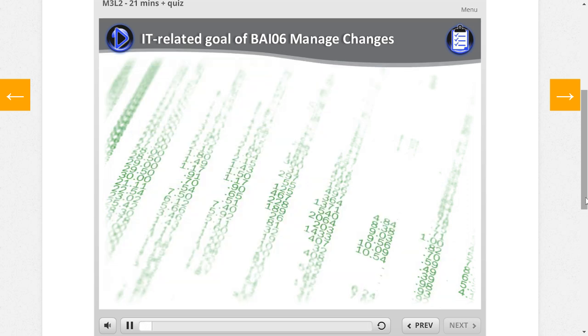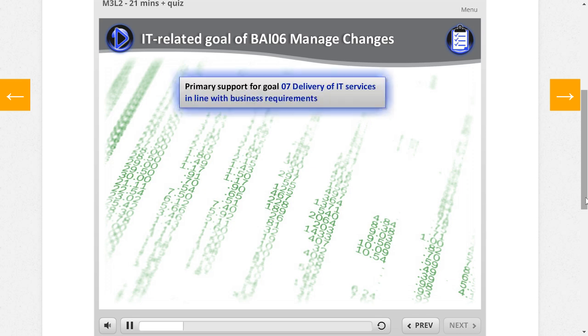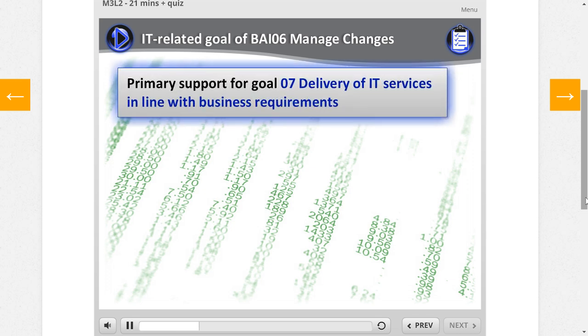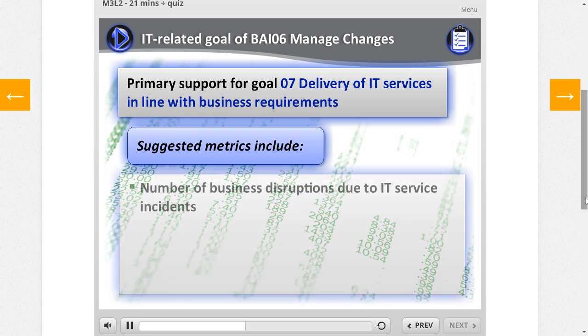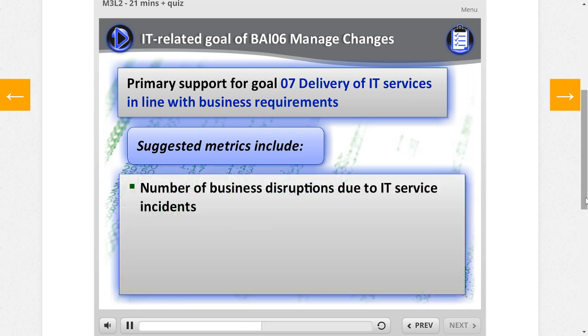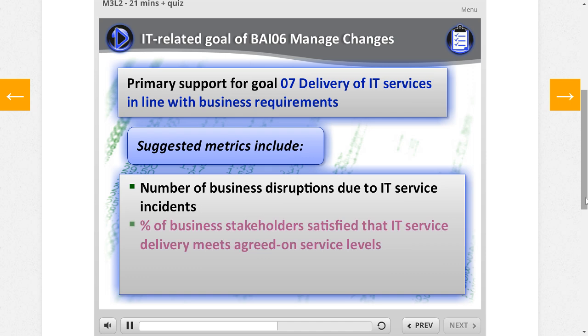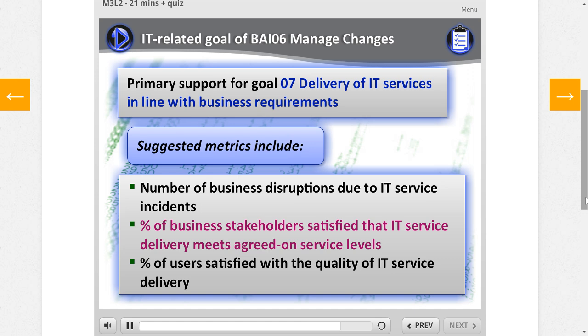The next IT-related goal of Process BAI-06 is 07. Delivery of IT services in line with business requirements. 3 example metrics are given. Number of business disruptions due to IT service incidents. % of business stakeholders satisfied that IT service delivery meets agreed-on service levels. % of users satisfied with the quality of IT service delivery.